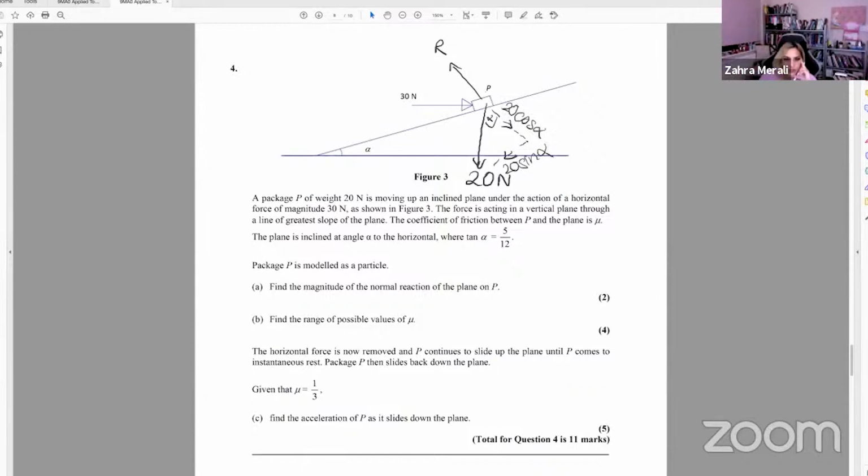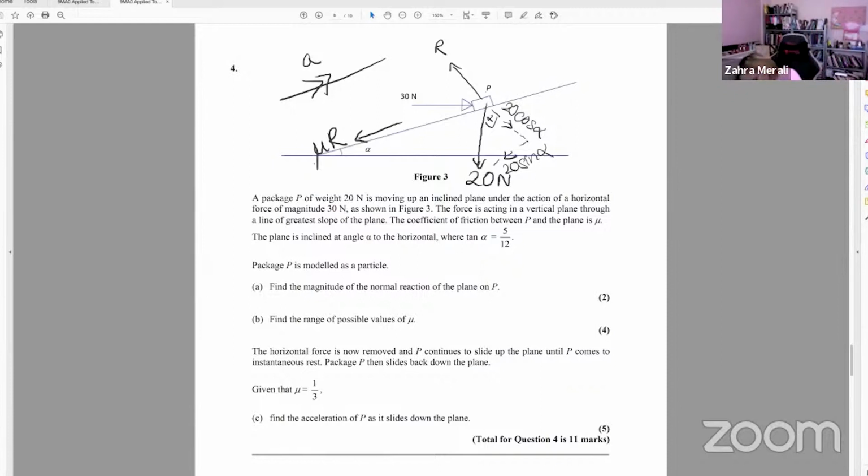As inclined, you've got another force. Okay, package P is modeled and it's moving up, so we can do our acceleration up. That means friction is acting down the plane in the opposite direction, and we're not given the coefficient, so we're just going to write mu R. We've also got this other 30 newtons that needs to be resolved.